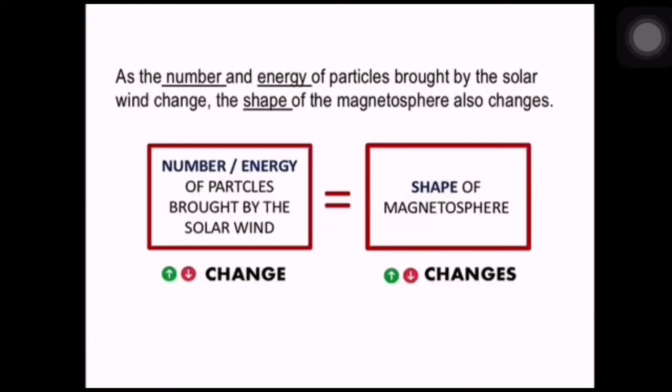Formation of Earth's magnetosphere. Magnetosphere is formed by the interaction between the magnetic field brought by the solar wind and Earth's magnetic field. As the number and energy of particles brought by the solar wind change, the shape of the magnetosphere also changes.